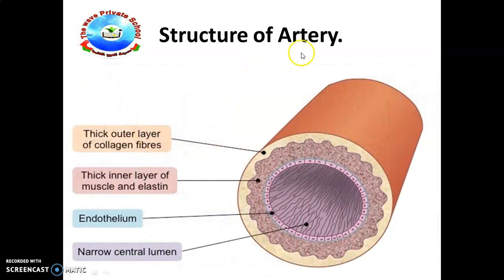So just see each one. Structure of the artery: this one is the thick outer layer of collagen fibers, and this is the thick inner layer of muscle and elastin, and this is the endothelium. This is the narrow central lumen. That's what I said here, narrow central lumen, because it doesn't need valves to push and bring the blood, because the blood is already coming in a high pressure movement, so the blood will flow very easily to the capillaries.